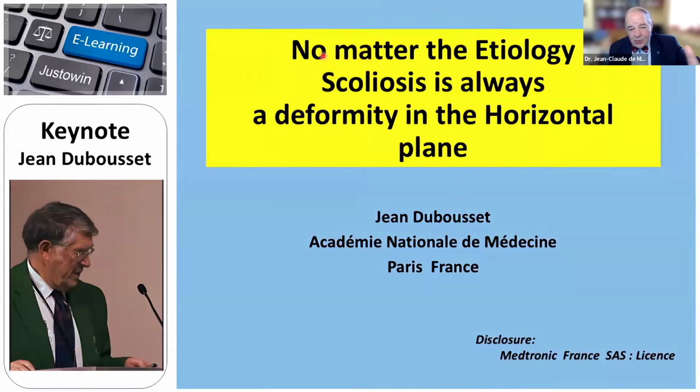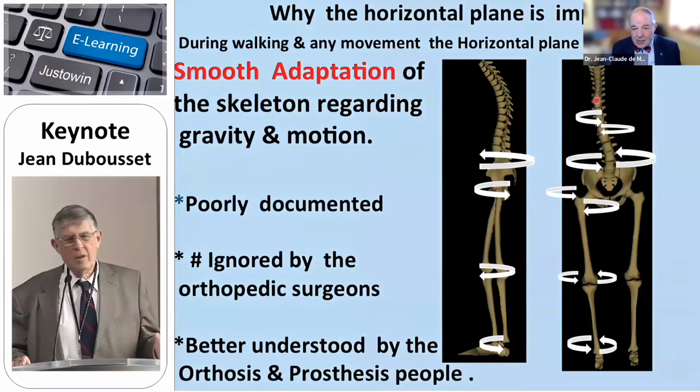The motto, no matter the etiology, scoliosis is always a deformity in the horizontal plane, is true, because if we don't have rotation in the horizontal plane at the apical vertebra, we don't really have a scoliosis. So this is very important, and you see the 3D reconstruction with the total body, and we can control the pelvic rotation at the hip level, at the knee, and also at the foot.